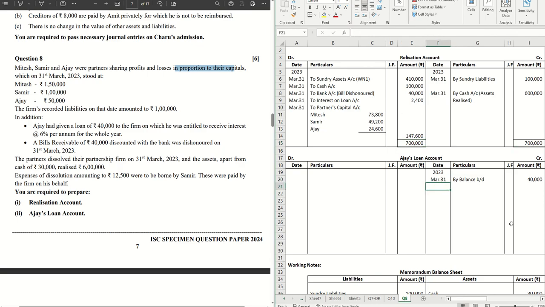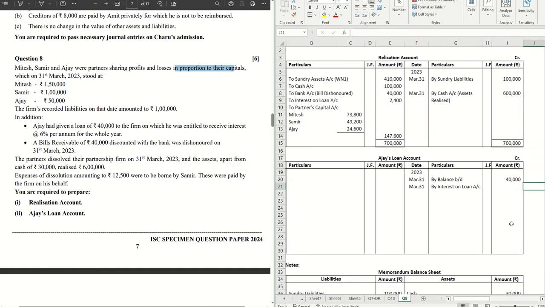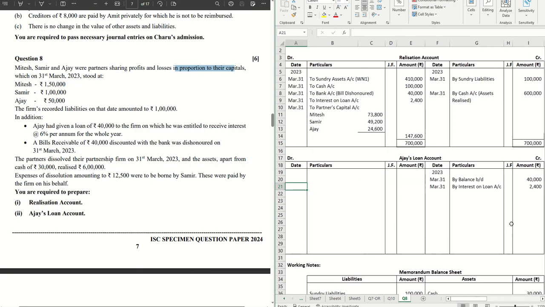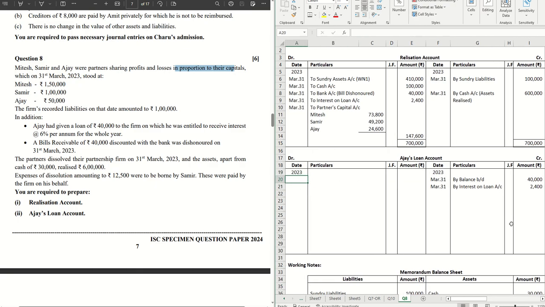All right, let's complete Ajay's loan account as well. By interest on loan, or you can transfer it to a realization account as well. By interest on loan account, which is 2,400. And this is paid off as per the rule, March 31 to cash account, the entire amount, 42,400, is paid off. So the loan account is done as well.